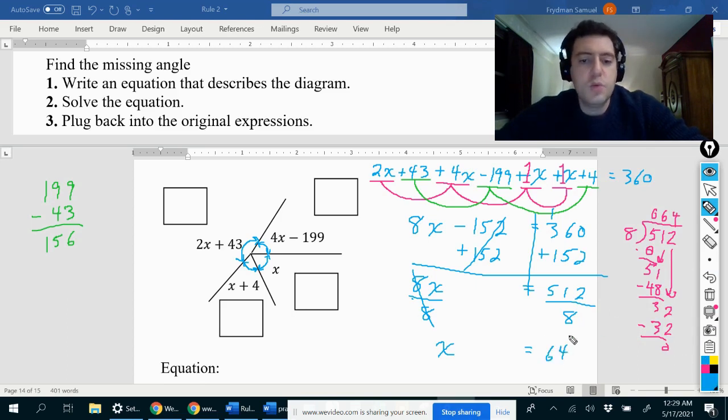So which step did we just do? We did steps 1 and 2. We wrote the equation. Here's the equation. Then we solved the equation. Now we're up to step 3, plug back into the original expression. So now everywhere where we see an x, we need to plug in the number 64.